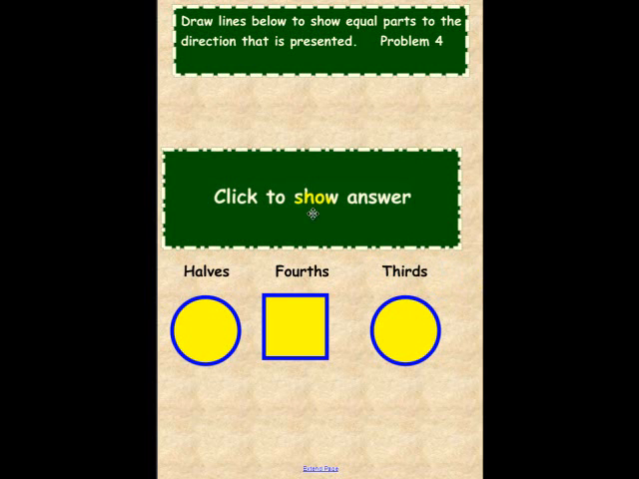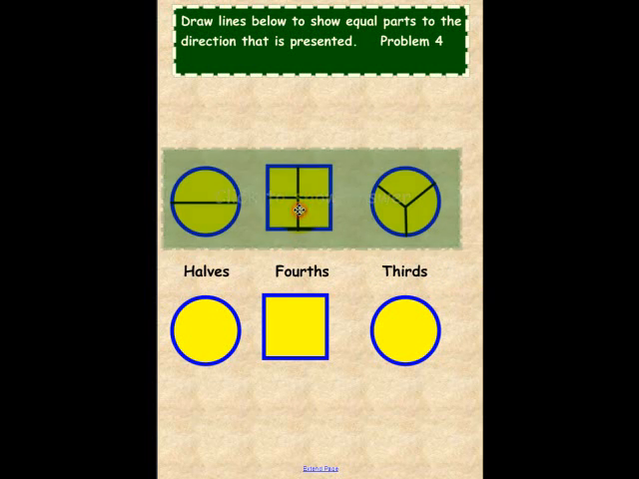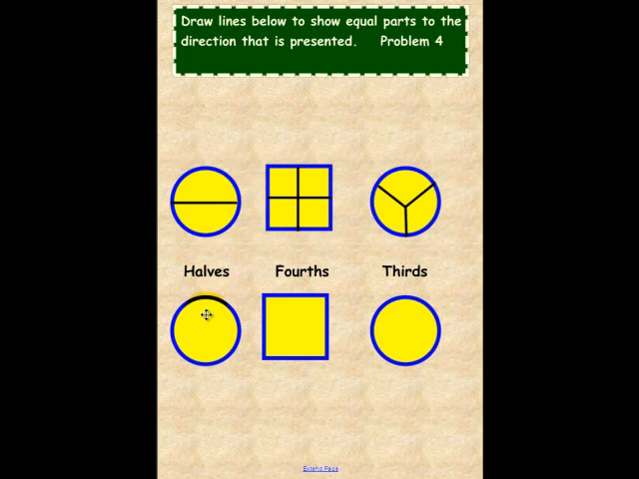Okay, here's what we have as our answers. Now we have the circle divided into halves. You could have gone straight up and down. We have the square divided up into fourths, and you probably didn't deviate too much from that one. And to divide this circle up into thirds, you had to do something similar to what we have. If you did, that is super.